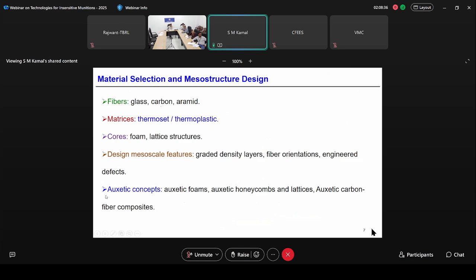One of the interesting approaches is auxetic concepts, so we're also thinking to explore the use of auxetic materials for this purpose. These auxetic materials have a negative Poisson's ratio, and when you stretch them, they expand in the lateral direction. This property of auxetic materials will be useful in attenuating the blast loading.